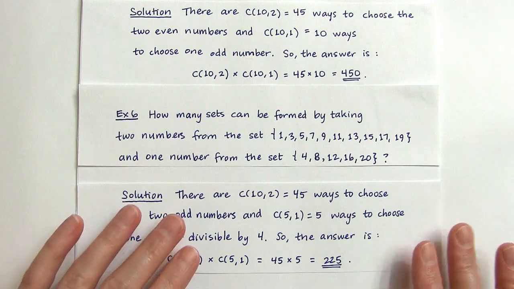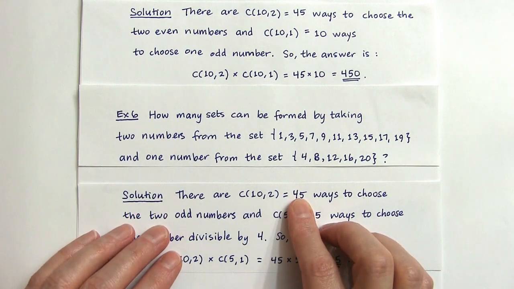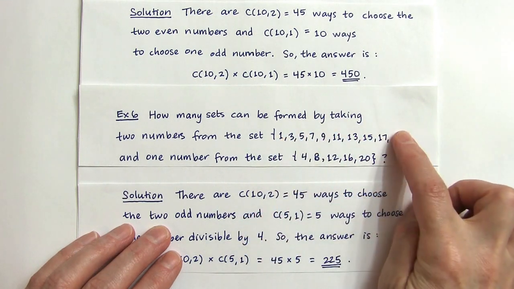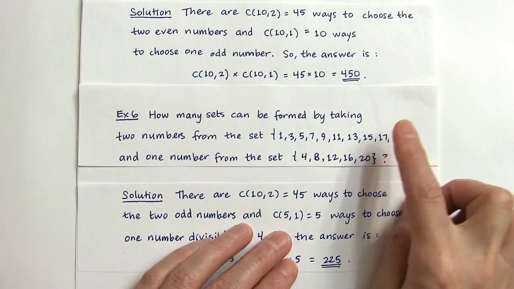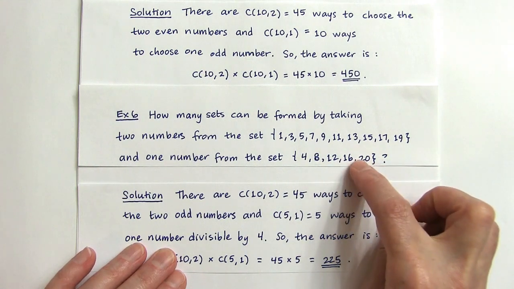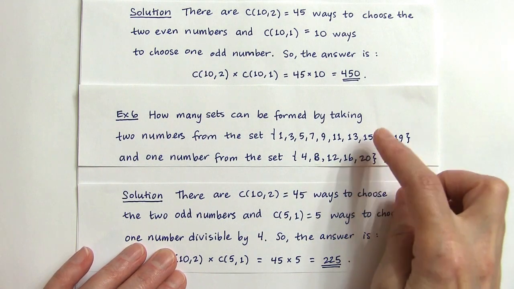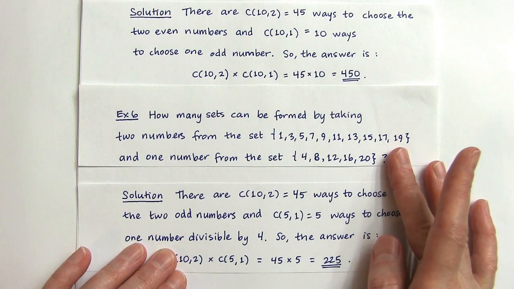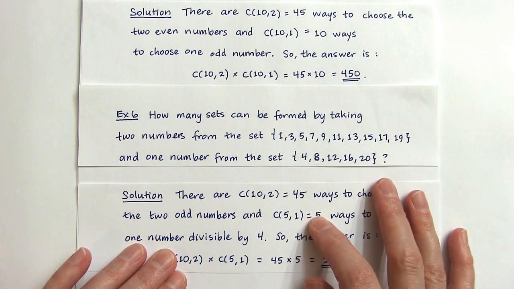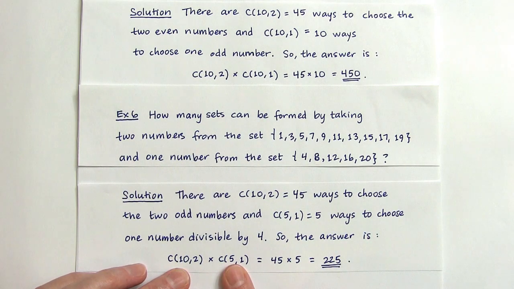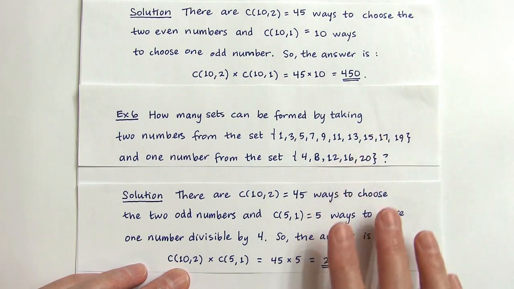Well, there are 10 choose 2 or 45 ways to choose two odd numbers from the set of 10 distinct odd numbers here, and there's 5 choose 1 way to choose one number divisible by 4 from this set of numbers here. And since these two sets are disjoint, so there's no overlap, they don't share any numbers in common, then the answers just multiply. So the answer is 10 choose 2 times 5 choose 1, or 45 times 5, which is 225 ways that we can do this.